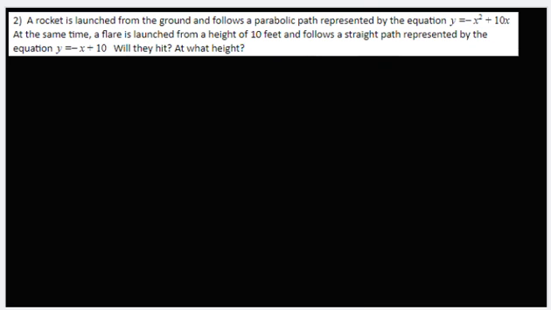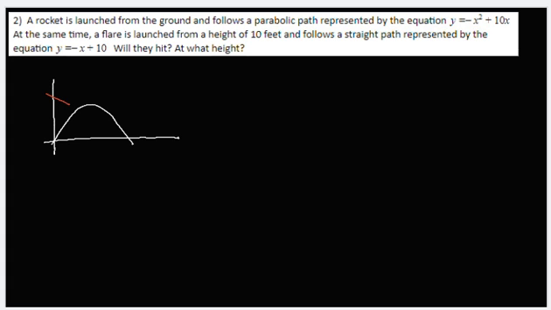A rocket launched from the ground follows a parabolic path, okay? So it's launched from the ground, y-intercept is 0. It's going to look something like that. And at the same time, a flare is launched from a height of 10 feet. And it follows y equals negative x plus 10. Will they hit? And if they do, at what height?